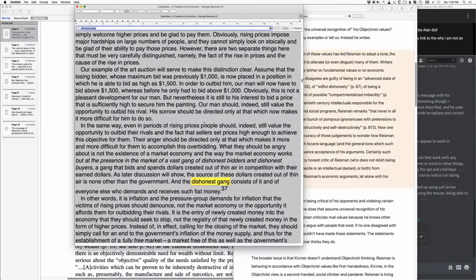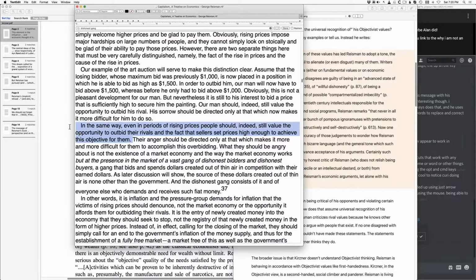Even in periods of rising prices, people should indeed still value the opportunity to outbid their rivals and the fact that sellers set prices high enough to achieve this objective for them. Okay, so if the painting was priced at $50, there would be, say, 50,000 people who would like to buy that painting. It's worth more than $50 for them. And it'll be sold on a first-come, first-served basis, or to a friend of the seller or something. Whereas if the price is high enough, say $1,501, then only one person wants the painting and he gets it. So the person who most wants it gets it. So the high price helps him. If the price was $50, he'd have like a 1 in 50,000 chance of being the guy who gets it.